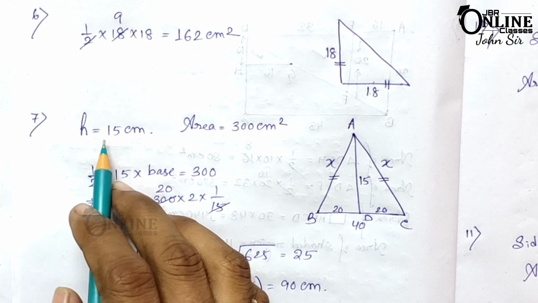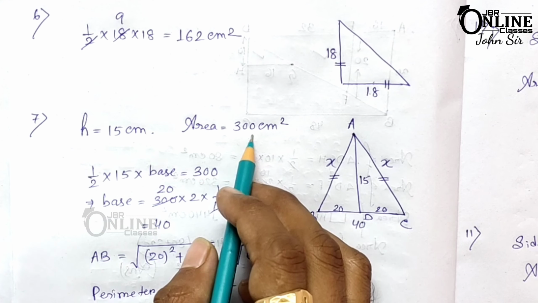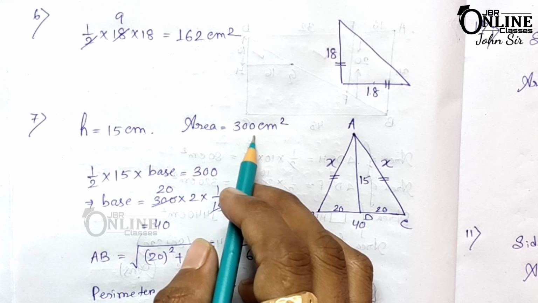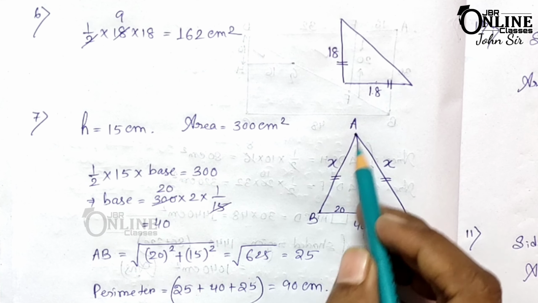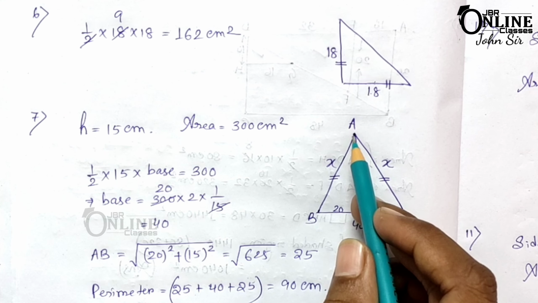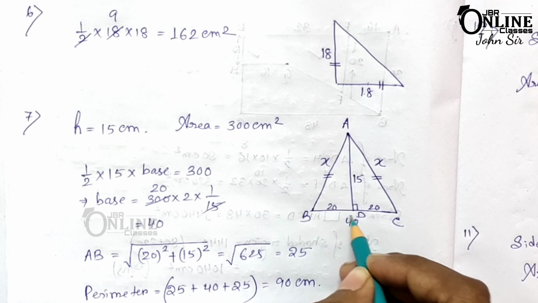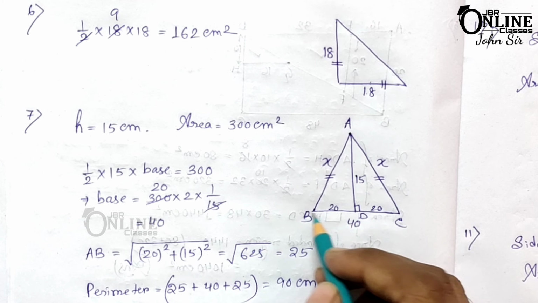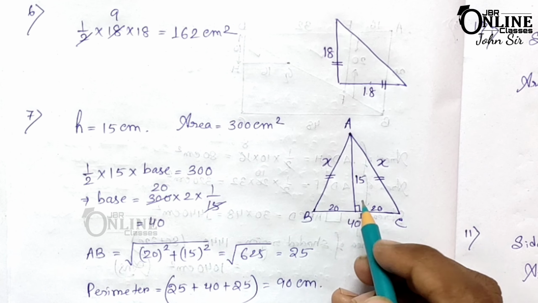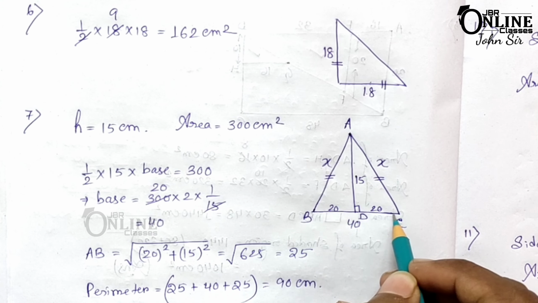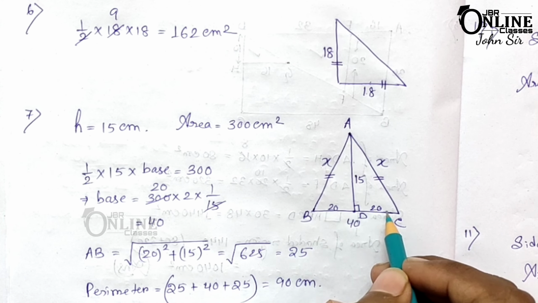Sum number 7. The area of an isosceles triangle is 300 centimeter square. The height of the triangle is 15 centimeter. Find the perimeter of the triangle. Okay, so here ABC is an isosceles triangle, height equal to 15. Now this portion AD is the perpendicular on BC, and in an isosceles triangle the perpendicular bisects the base. That means here D is the midpoint of BC.